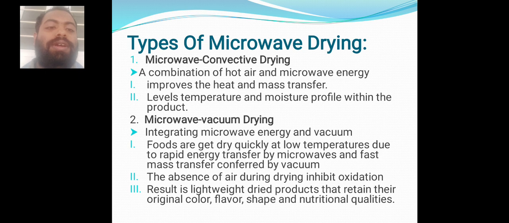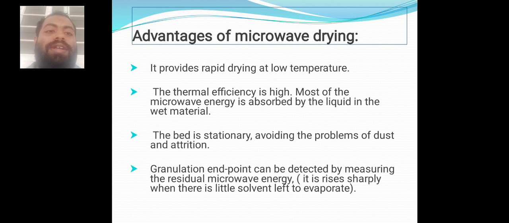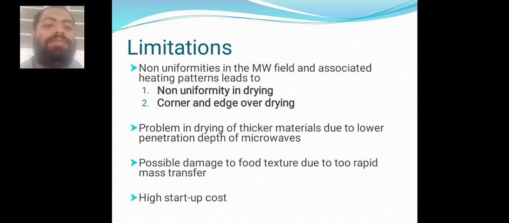Food gets dried quickly at low temperatures due to rapid energy transfer by microwaves and fast mass transfer conferred by vacuum. The absence of air during drying inhibits oxidation. It results in lightweight dried products that retain their original flavor, color, shape, and nutritional qualities. Advantages: it provides rapid drying at low temperature. The thermal efficiency is high, and the bed is stationary so that it avoids problems of dust and attrition. The endpoint of granulation can be directed by measuring the residual microwave energy.